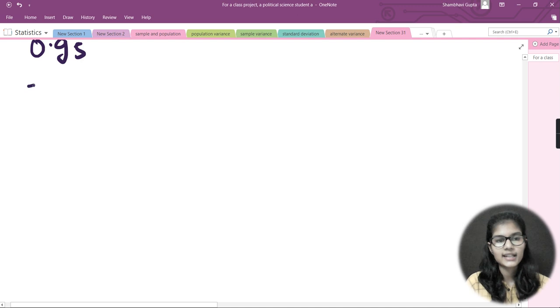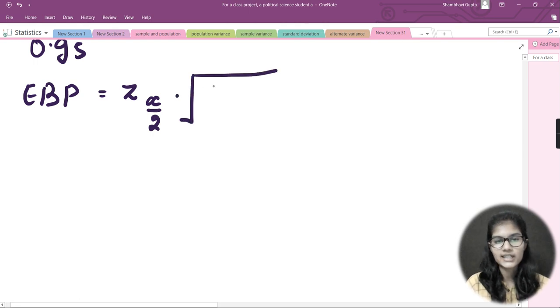Now, next I need to find out the value for EBP. That is my error bound for proportions, right? I need to find out that thing. So I would write Z of alpha by 2, multiplied by, this is a multiplication sign. Firstly, I would write out the formula and not put the values directly here. So that is the square root of P dash times Q dash, divided by n. Right? This is the formula that we had actually seen.